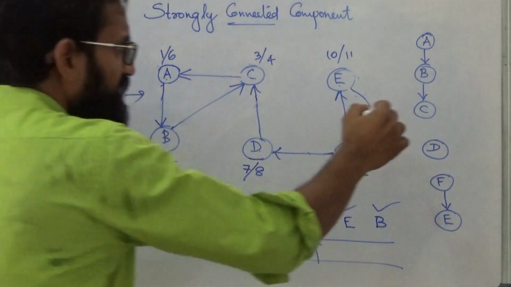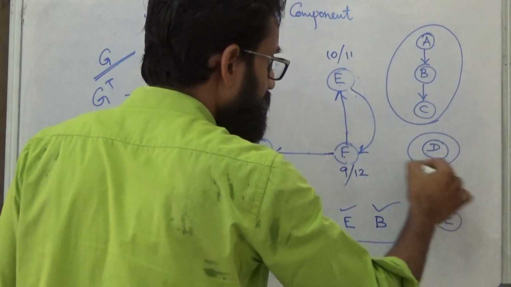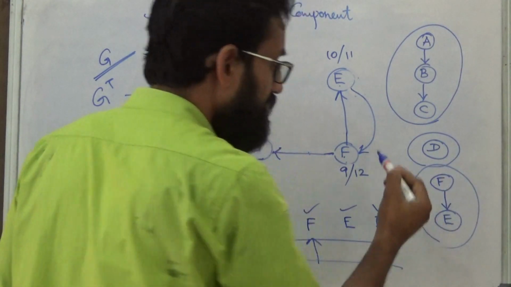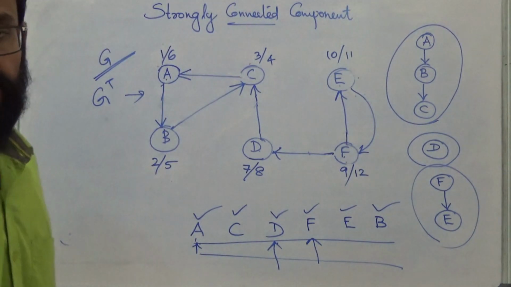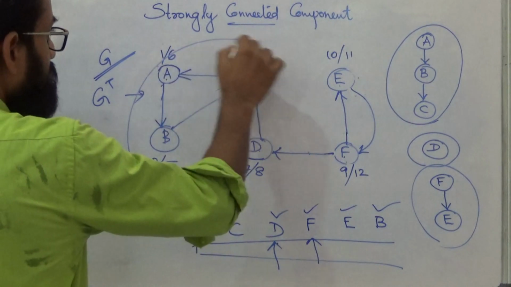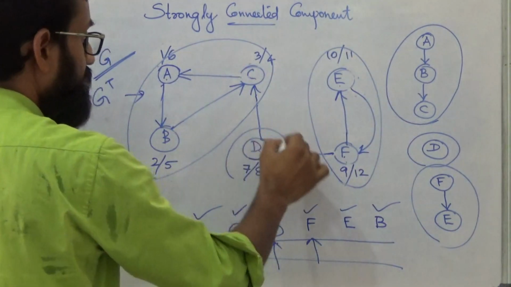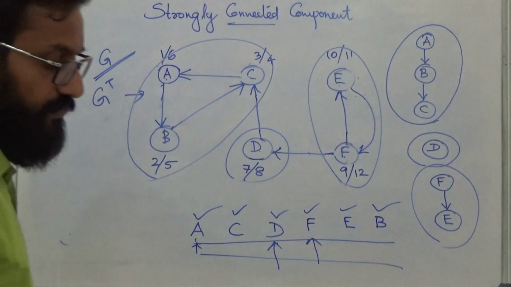Now each tree obtained represents a strongly connected component. In the sense, ABC is a strongly connected component, EF is a strongly connected component, and D is a strongly connected component.